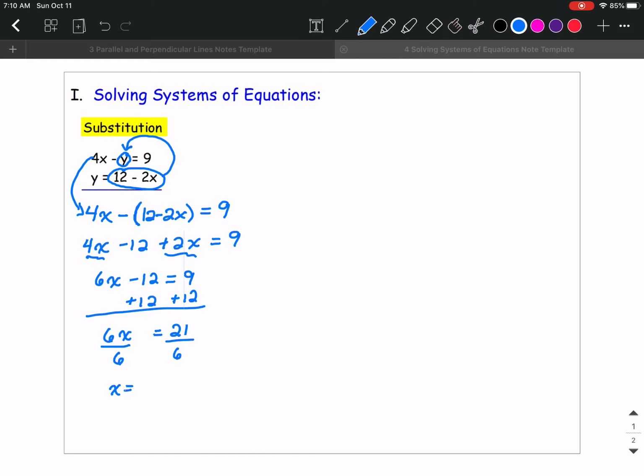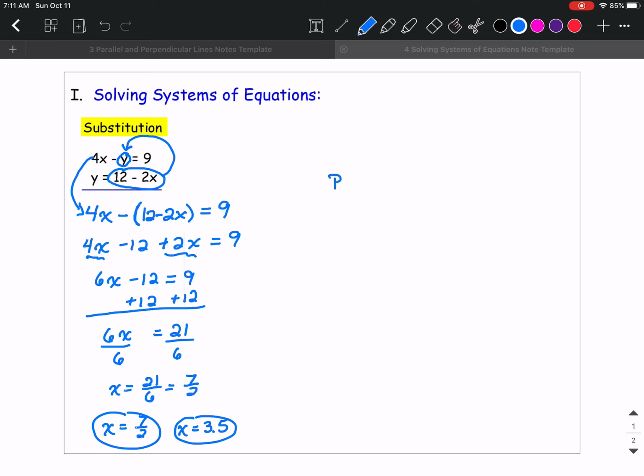And x equals 21 over 6 can be simplified. That can be simplified to 7/2. And in all honesty, I don't care if you change it to the decimal even. That would be x equals 3.5. Either one of those is okay, whether it's 7/2 or 3.5. But we're not done with our problem because we only solved for one variable. You now have to find y.